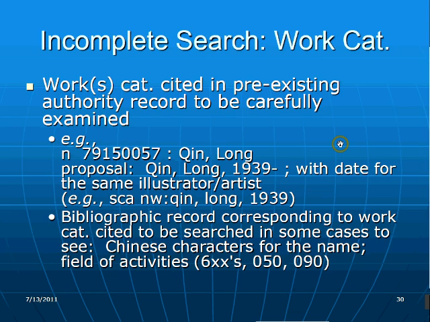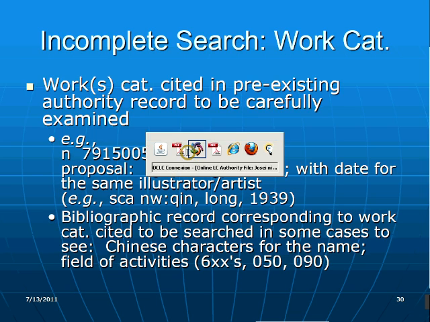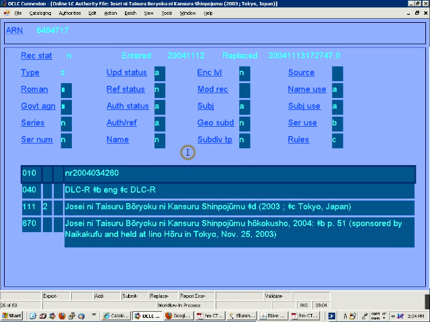Incomplete search often stems from careless checking of works cited in pre-existing authority records. When this Xinlong undifferentiated name authority record was already there, a proposal was made separately from this and with 1939 added as a date, without doing anything to Qinlong.